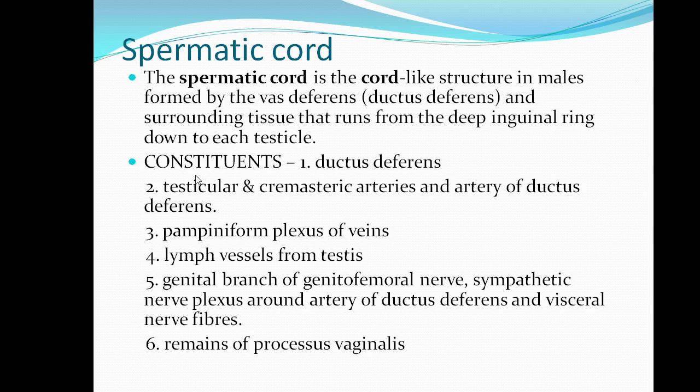The constituents of the spermatic cord are the ductus deferens, the testicular and cremastic arteries and the artery of the ductus deferens, then the pampiniform plexus of veins, then the lymph vessels from the testis, the genital branch of the genitofemoral nerve, the sympathetic nerve plexus around the artery of the ductus deferens, and the visceral nerve fibers. Then the remains of the processus vaginalis.